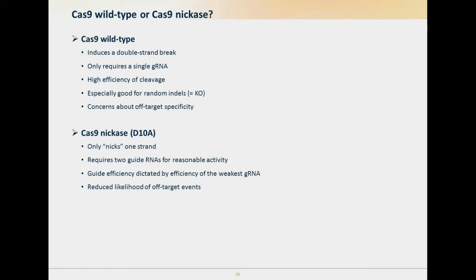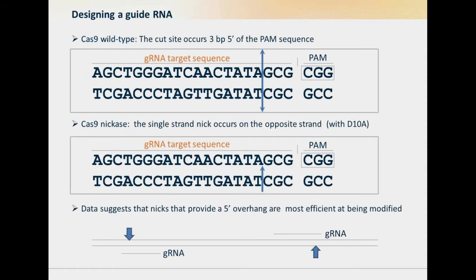So really, in summary, the wild type is good for knockouts or disruptions, or if you can't find 2 guides that are readily near each other. The nickase would be my choice most of the time, being probably safer from an off-target perspective.